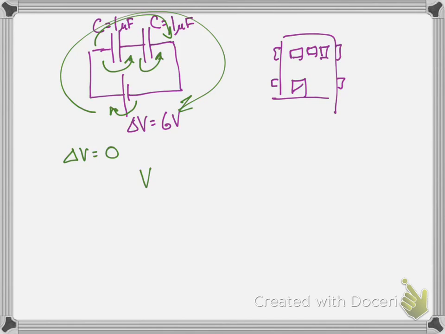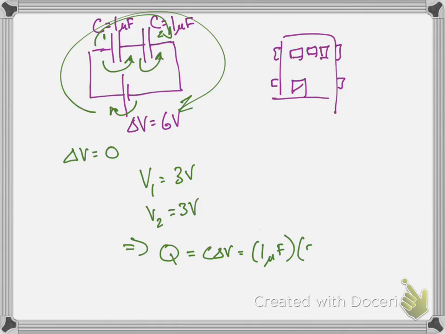So if there's 3 volts on each capacitor, let's give these capacitors numbers. Let's call this capacitor number 1 and this capacitor number 2. Voltage across capacitor 1 is 3 volts. Voltage across capacitor 2 is 3 volts. And so therefore, the charge on capacitor 1 is equal to, since C equals Q over V, C delta V, which is 1 microfarad times delta V, which is 3 volts. It's not 6 volts, right? It's the voltage across the capacitor, not the voltage of the circuit. And so that is 3 microcoulombs.